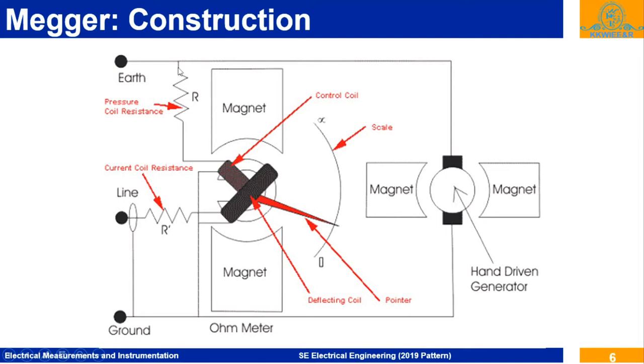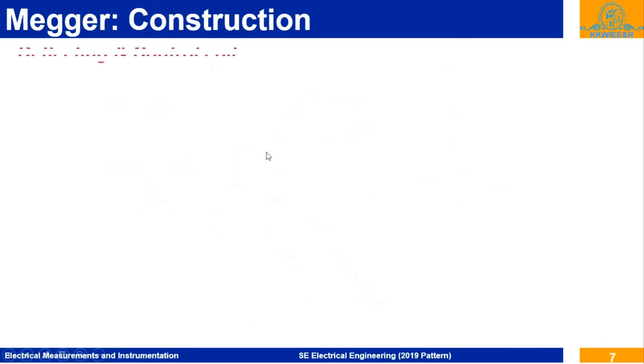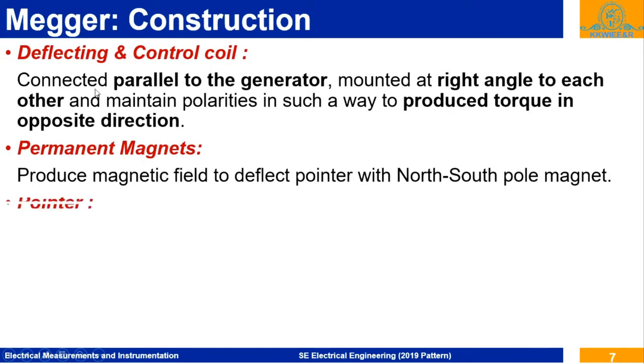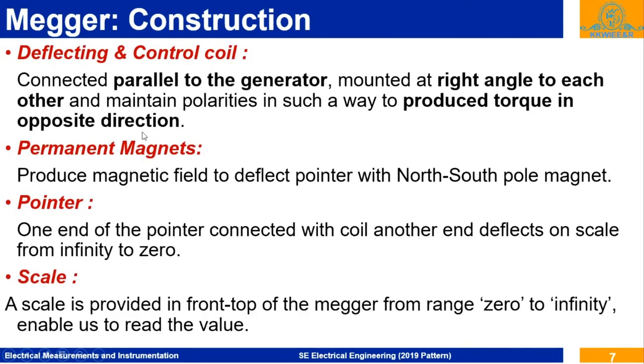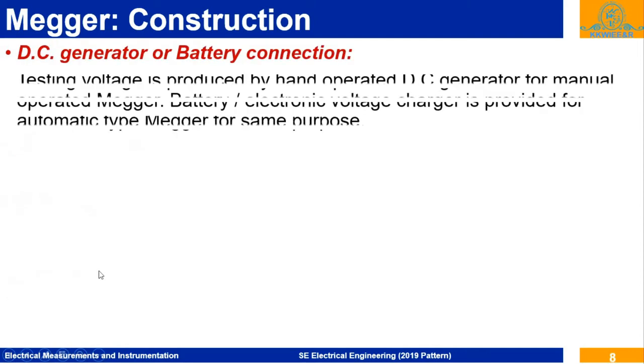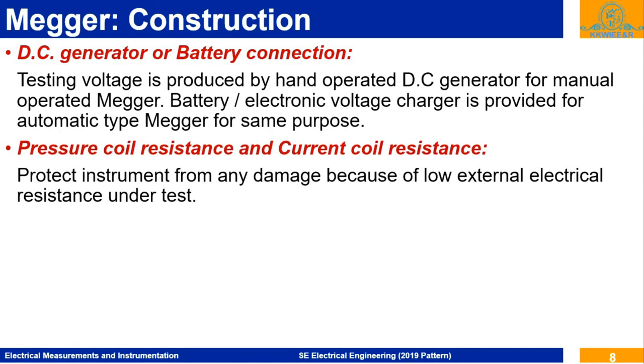Also, two resistances are provided. The first resistance is connected to the deflecting and controlling coils. Permanent magnet, pointer, scale, DC generator or battery connections are there, and the pressure coil and current coil.